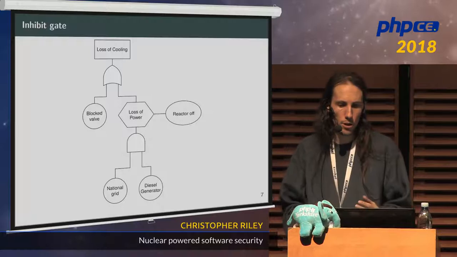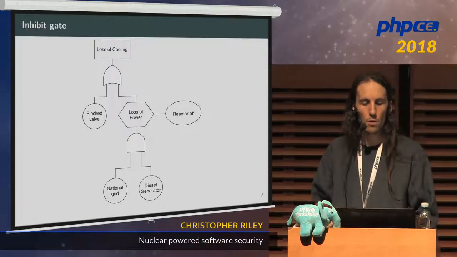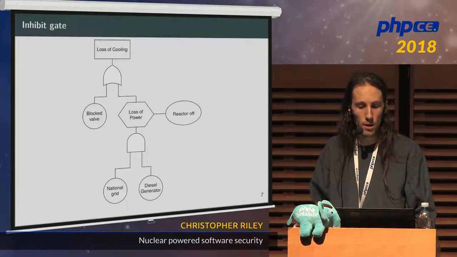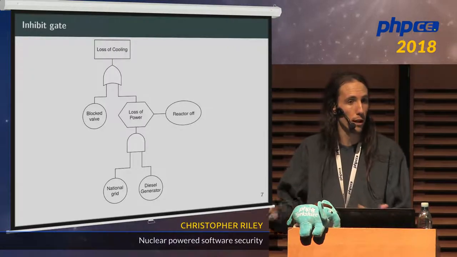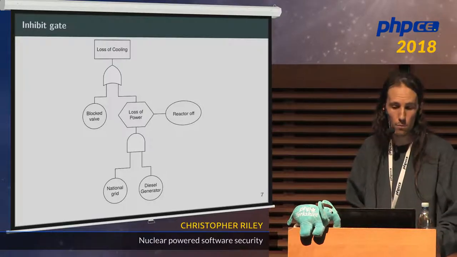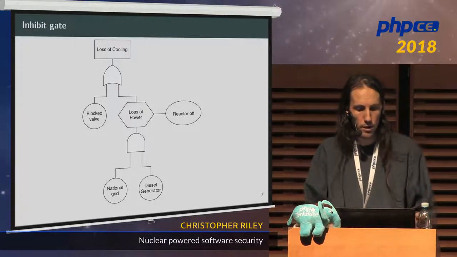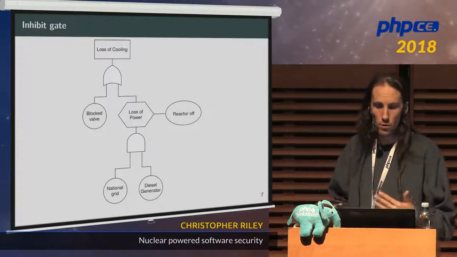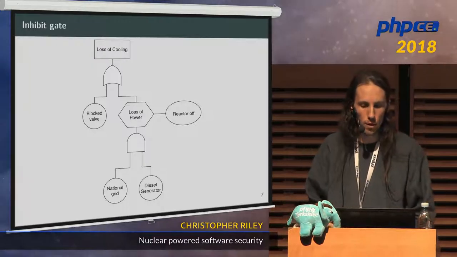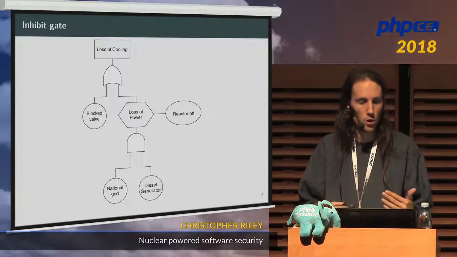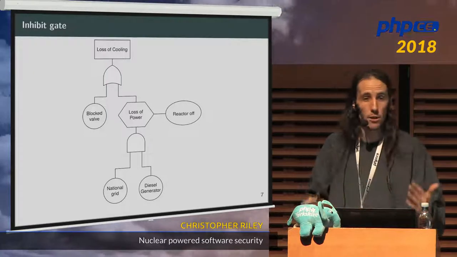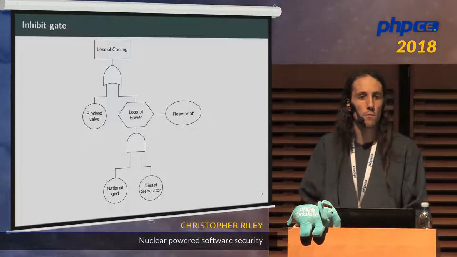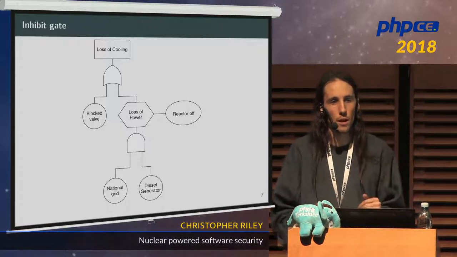Further, we can also say that we're not worried about losing power while the reactor's running, because obviously while it's running, it's generating its own source of electricity. So we can use some of that electricity that's generated to power the pumps. We represent this using a gate that you've probably not come across before, called an inhibit gate. What that represents in a fault tree is that there's a conditional to the right here that says the reactor's got to be off, which means that we can ignore everything below that gate unless the condition is satisfied.